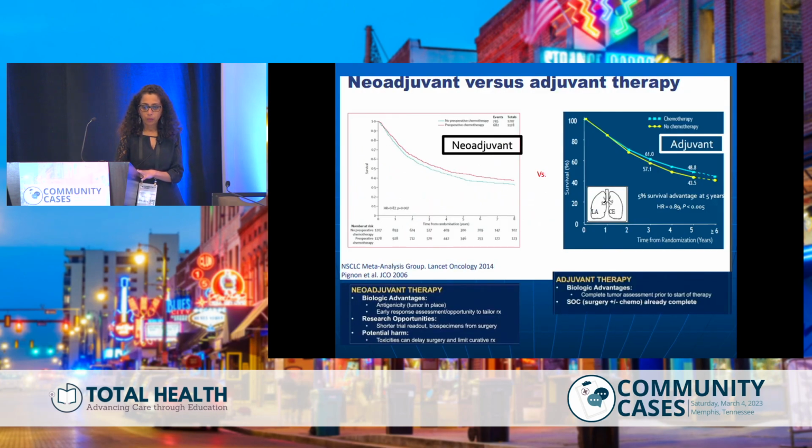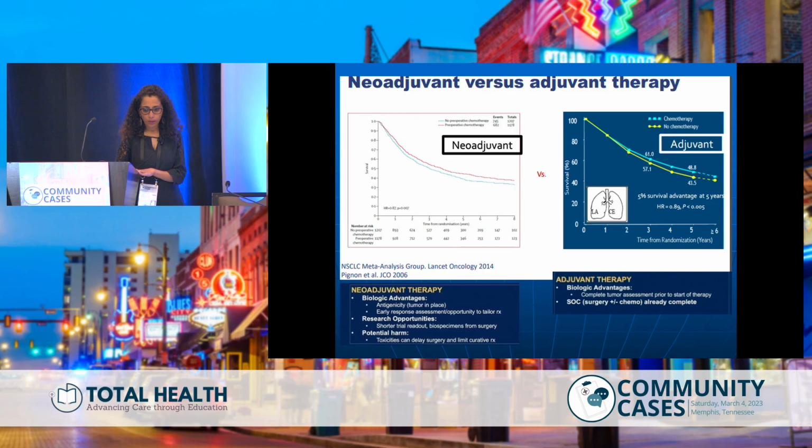So now we have new data, of course, that we're going to talk about. But let's for a second look at neoadjuvant versus adjuvant therapy. These are two meta-analyses here. On the left-hand side, you have the neoadjuvant, where you have preoperative chemotherapy in the red and no preoperative chemotherapy in the blue. Multiple studies were included. This is actually quite old data, but it showed that there was benefit.